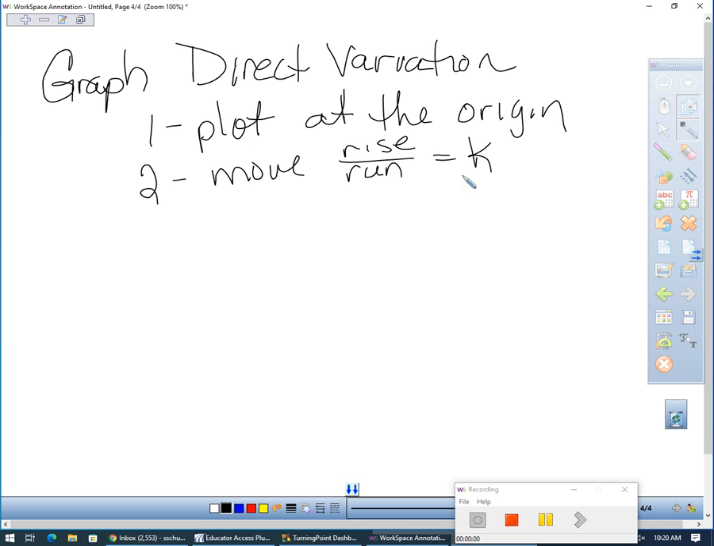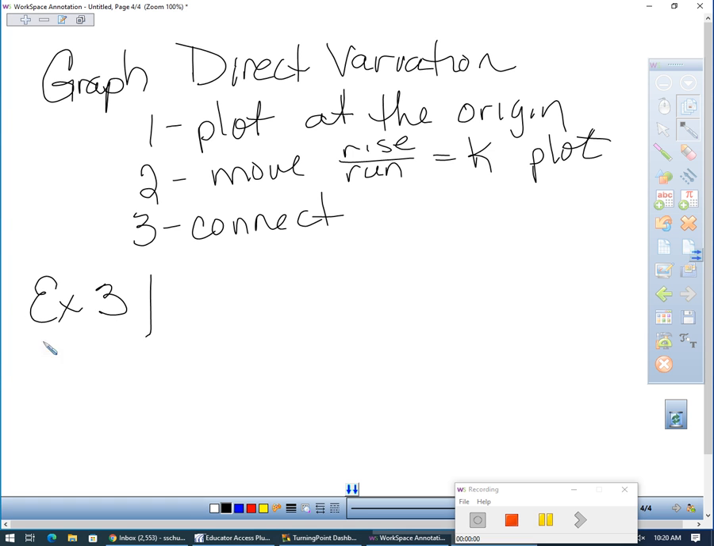So you know how your K is always y over x? That's now your rise over run. Put a dot. Then step 3, we're going to connect. All right? So here's example number 3, which again covers the rest of your homework, which is 21 through 24. The directions are simply going to say graph. And let's do y equals 2 over 5x.